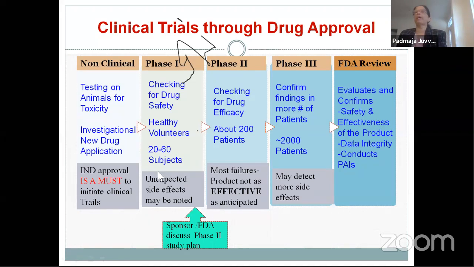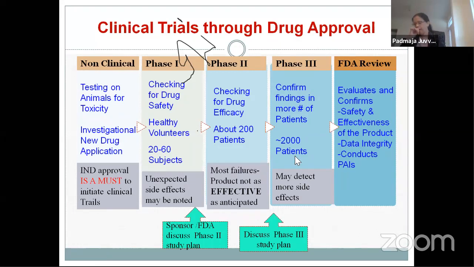And with the phase 2 trial, we check for the drug efficacy. This is a smaller number of patients, like 100 to 300. And most failures are identified in phase 2 trials. The reason being, the drug is not as effective as we thought it would be. Phase 1 is the safety, because we already did the toxicology studies in animals, so we have some kind of information as far as the safety is concerned. Therefore, when we come to the efficacy trials, which is phase 2, most failures occur. And again, at the end of phase 2, we submit a phase 2 report to FDA and discuss the plan for the phase 3 study.